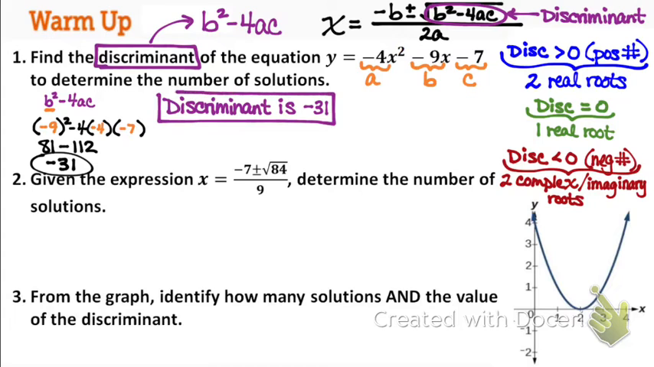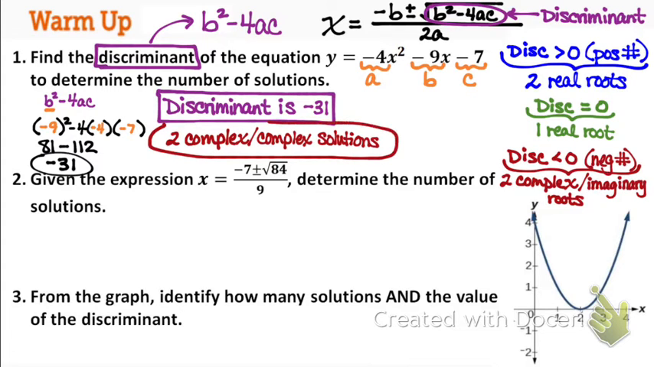What does that tell me about my solutions then? Two complex solutions, because this is going to go underneath my square root sign. If I have a negative underneath my square root sign, that means I have imaginary things or complex things. So we're going to get two complex or two imaginary roots. So far, so good?